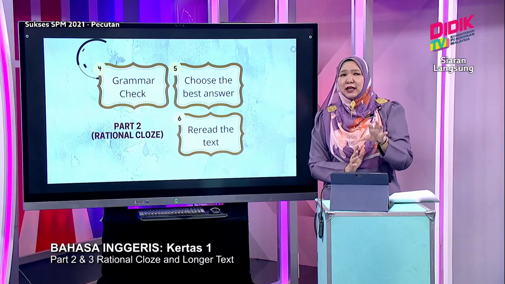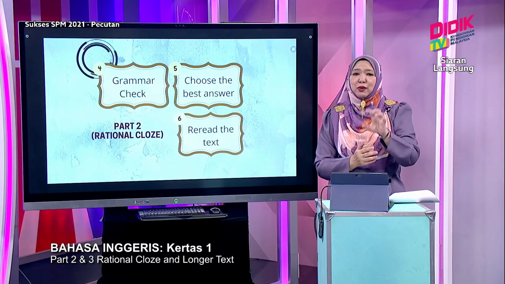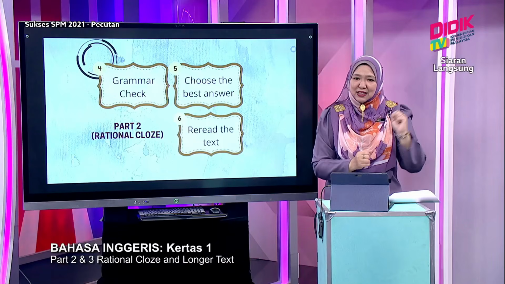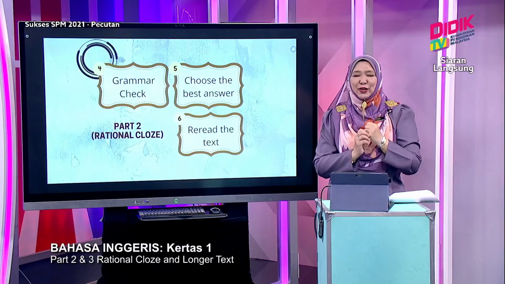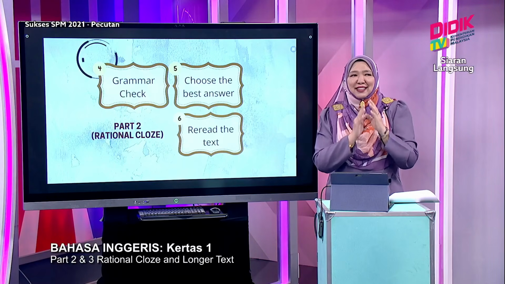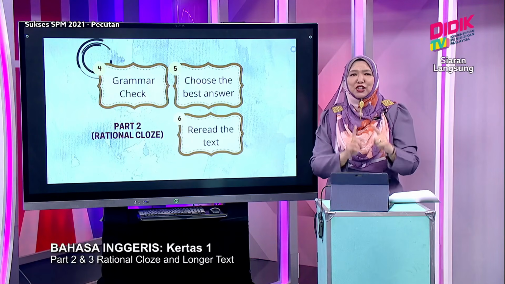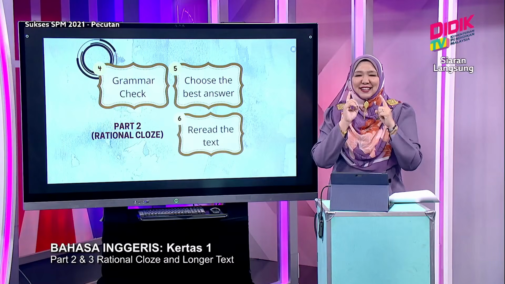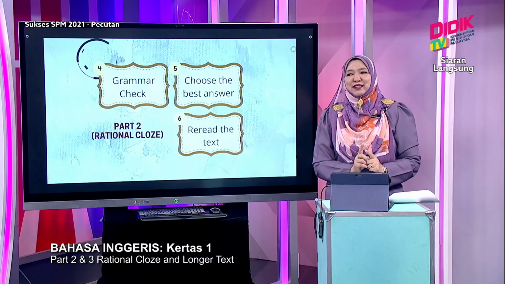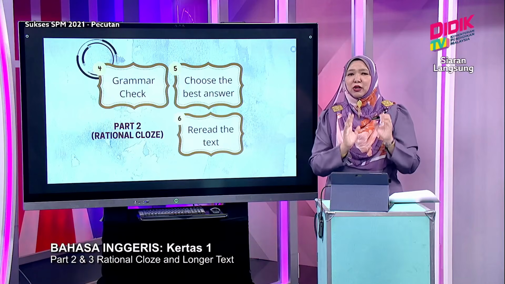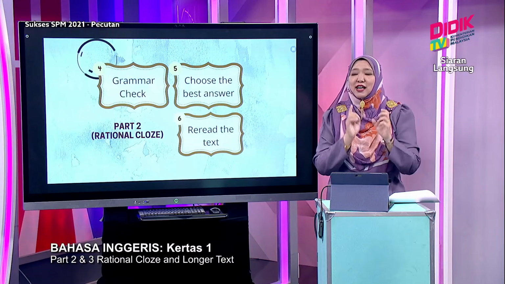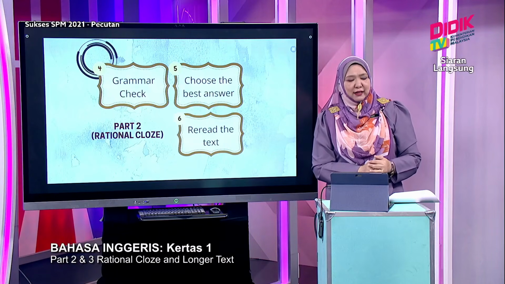That is how you choose the best answer, like what we did in part 1 just now: you eliminate, or throw away, all the options that you are sure are wrong. Like what we did just now, you eliminate or reject all the answers that are wrong.